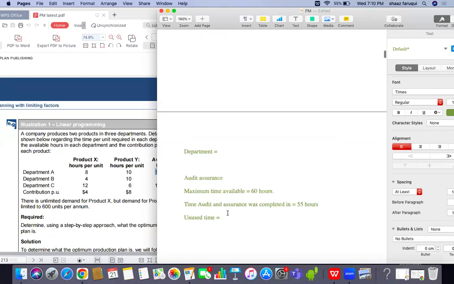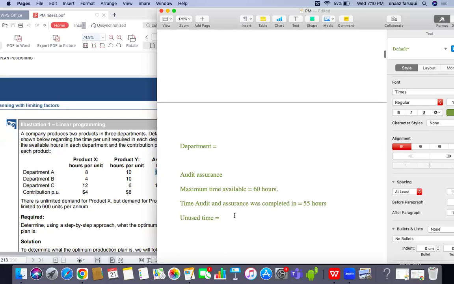How much? 5. How many hours? I had 60 hours, but I completed in 55 hours. So my constraint was 60 hours, but I took only 55 hours. So my unused time is 5 hours. This unused capacity, this spare capacity, this unused limited resource is known as slack.